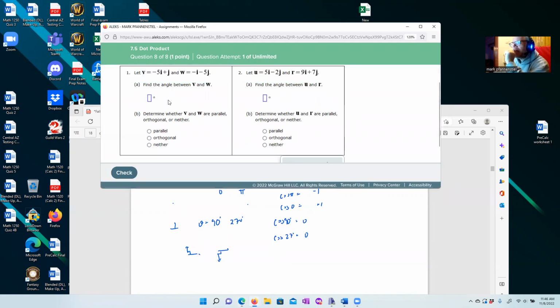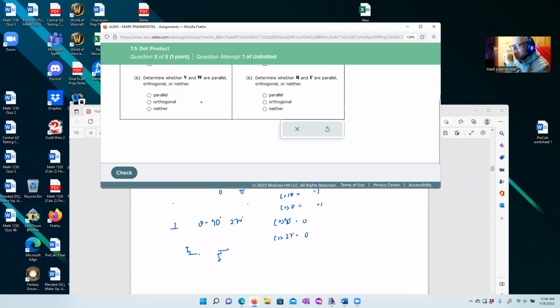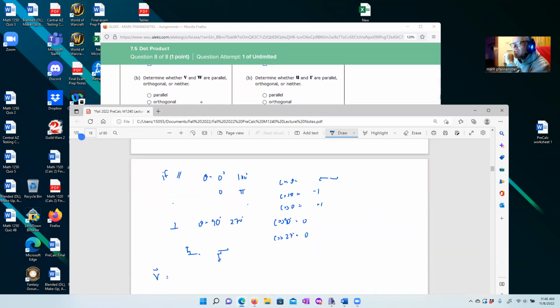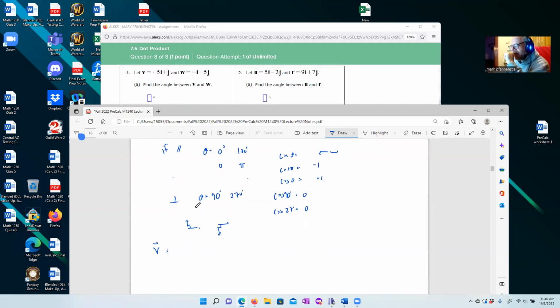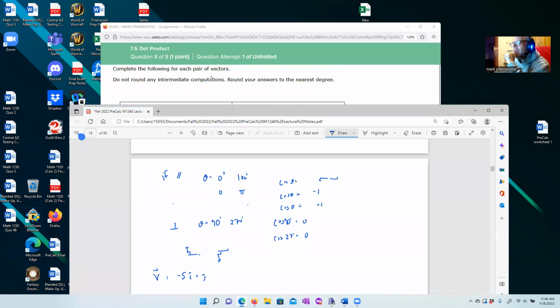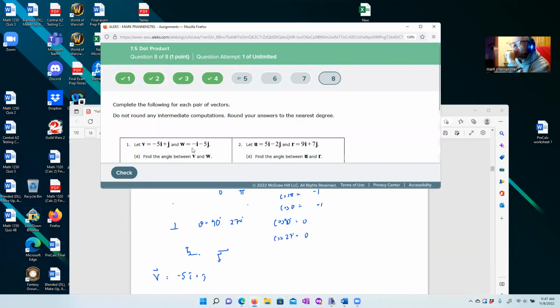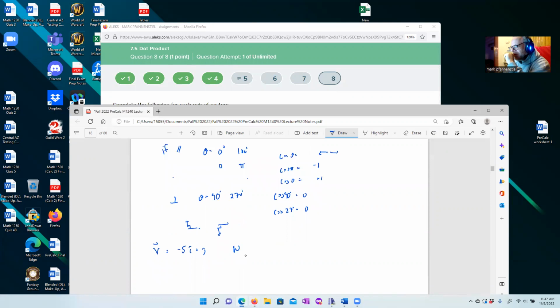So let's check. For V and W, what's V here? V is negative 5i plus j, negative 5i hat plus j hat. And then W, what's W here? W is negative i hat minus 5j hat, so W is negative 1, negative 5.